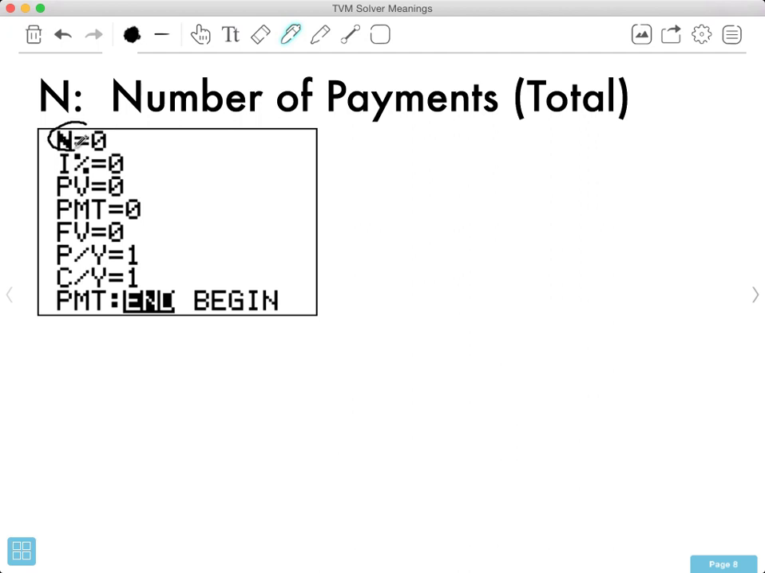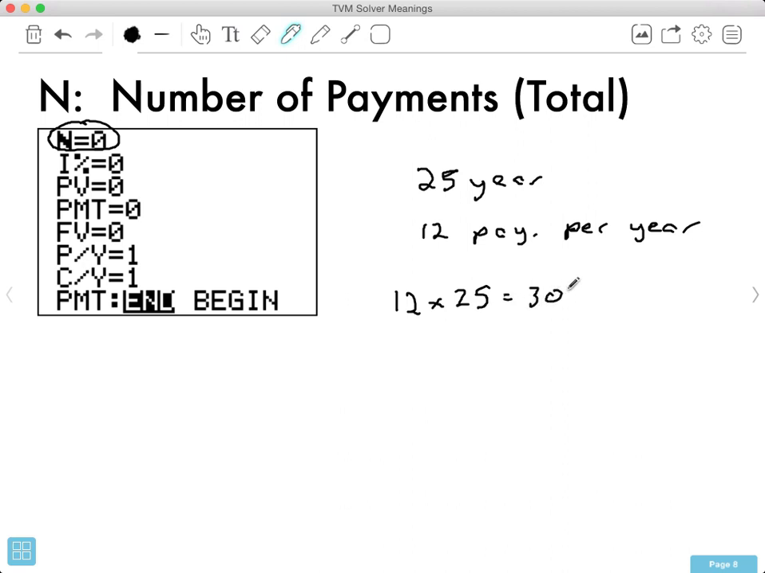The top value, the N, is probably the value most people struggle with at the beginning when they're looking at the TVM solver. N is the total number of payments for the loan. So for example, if you were going to take out a 25-year mortgage and you were going to make 12 payments per year, in other words, you're paying monthly, N would have to be 12 payments per year times 25, or 300 payments.